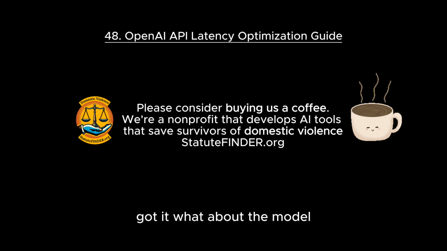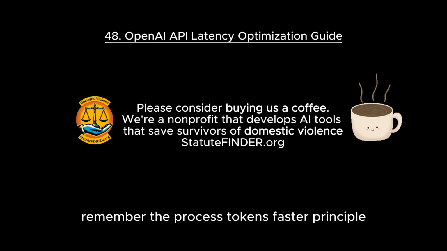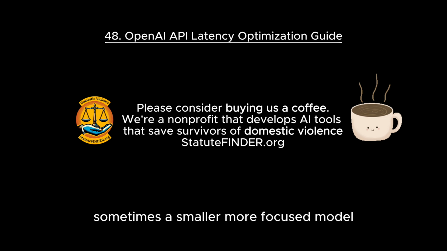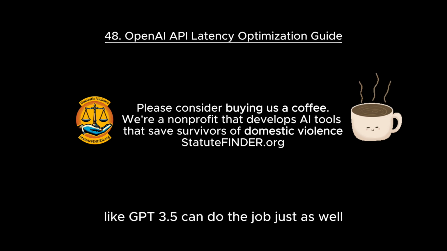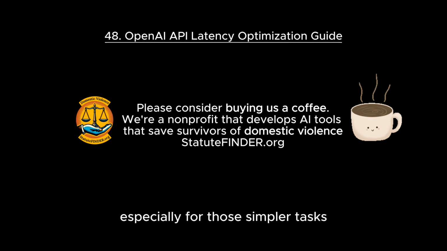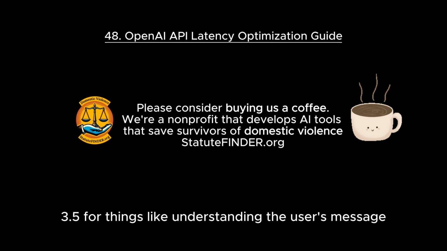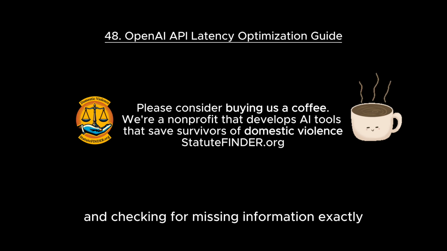What about the model? Do we always have to use GPT-4? Well, not always. Remember the process tokens faster principle. Sometimes a smaller, more focused model like GPT 3.5 can do the job just as well, and it'll be much faster, especially for those simpler tasks. So it's all about choosing the right tool for the job. We could maybe use GPT 3.5 for things like understanding the user's message and checking for missing information.